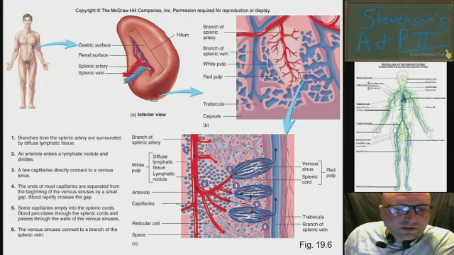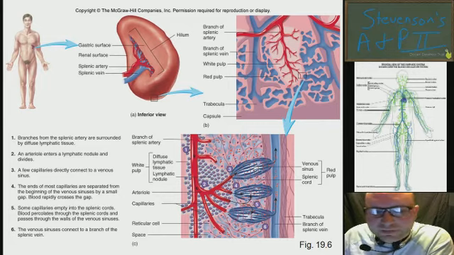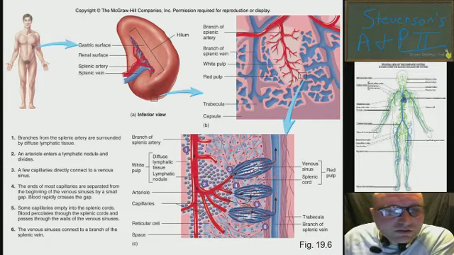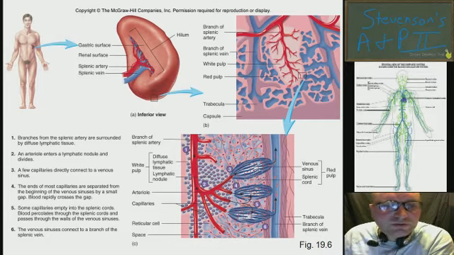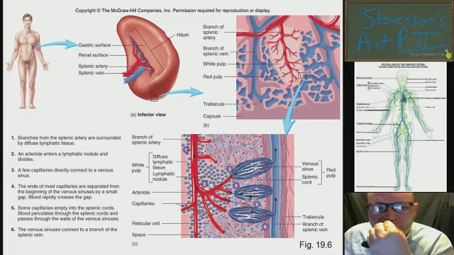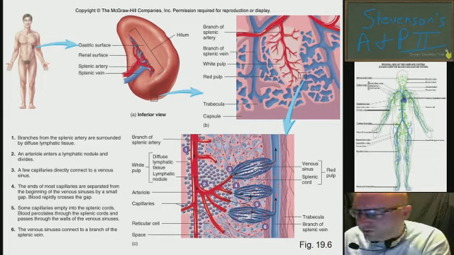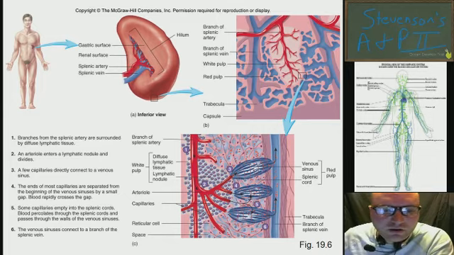Or kidney. I got mixed up there. Oh yeah, I was talking about spleen in the previous video. So here we're talking about renal surface, splenic artery, spleen. It's been a long week.